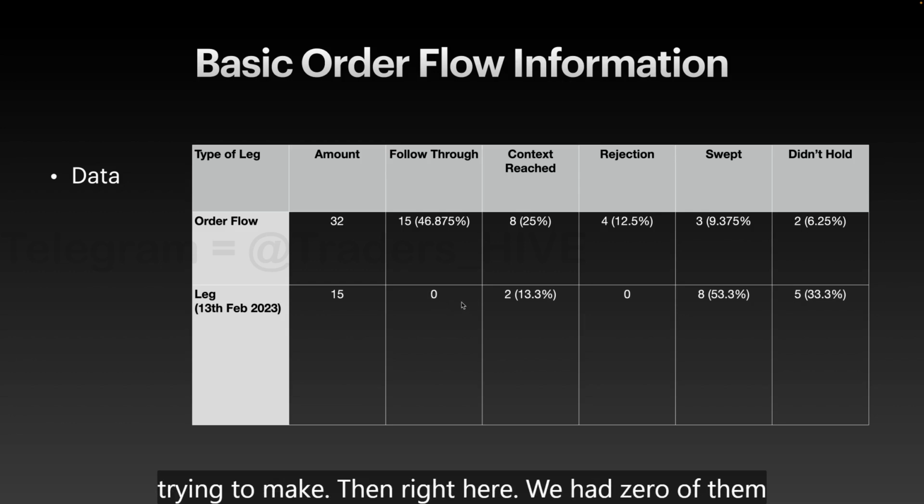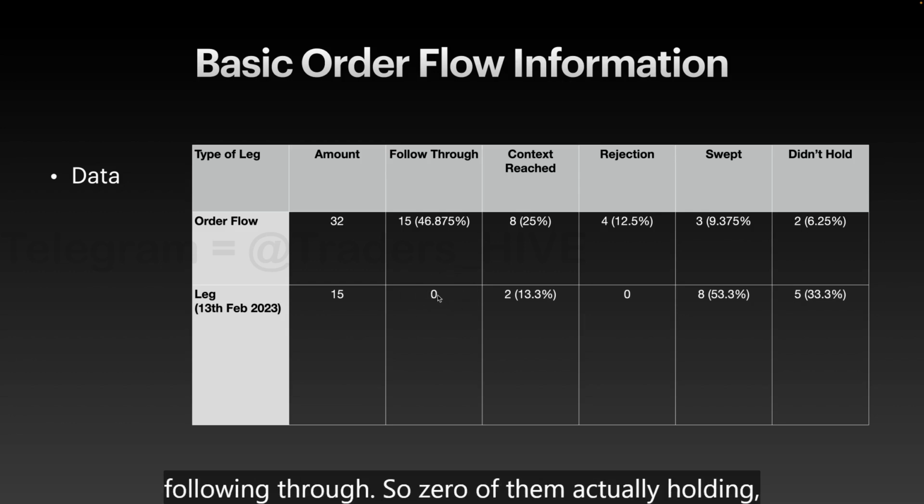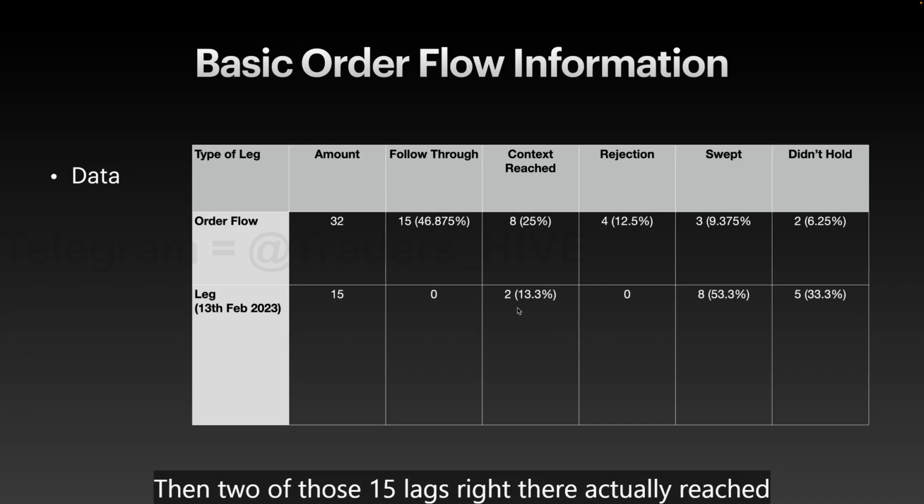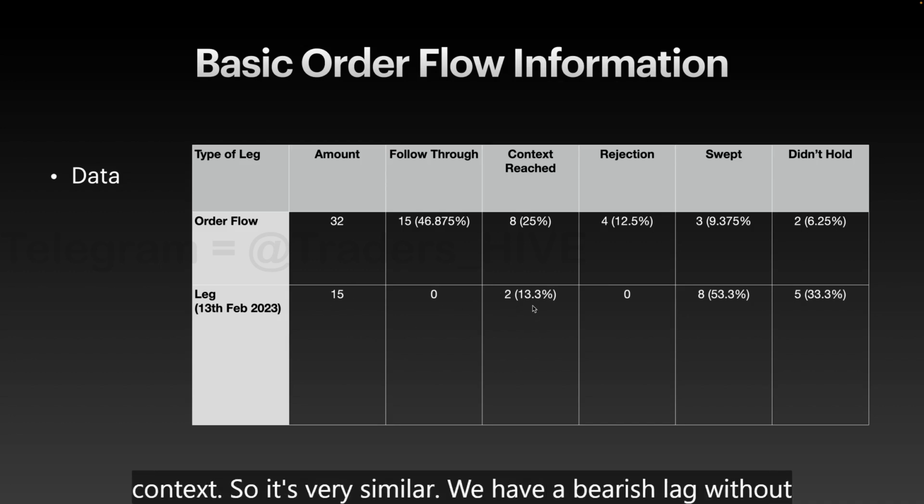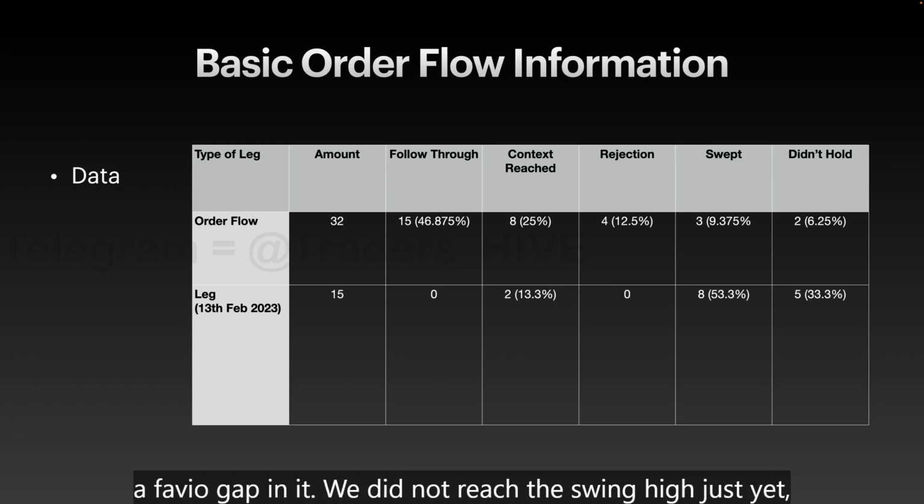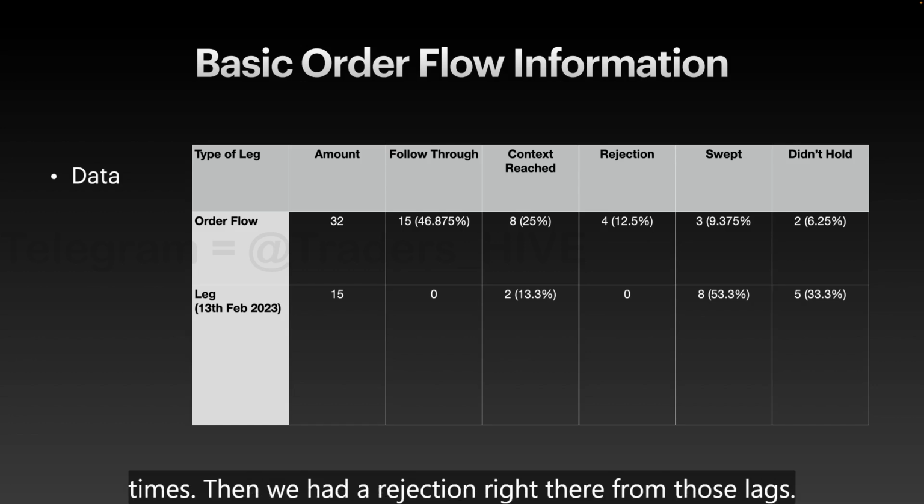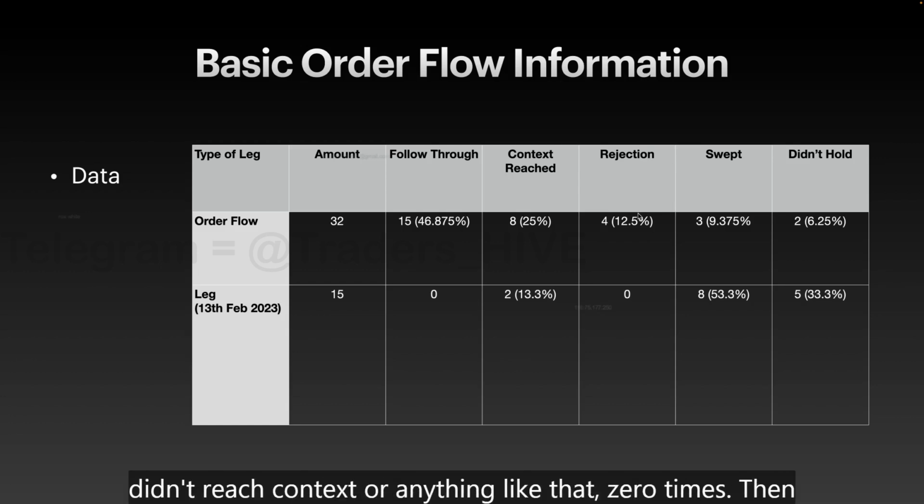Then right here, we had 0 of them following through. So 0 of them actually holding, creating new fair value gaps when we trace back into those lags. Then 2 of those 15 lags right there actually reached context. So it's very similar. We have a bearish lag without a fair value gap in it. We did not reach the swing high just yet, but we did have a rejection where we reached the context low, essentially the context target low. That happened 2 times. Then we had a rejection right there from those lags if we didn't reach context or anything like that, 0 times.